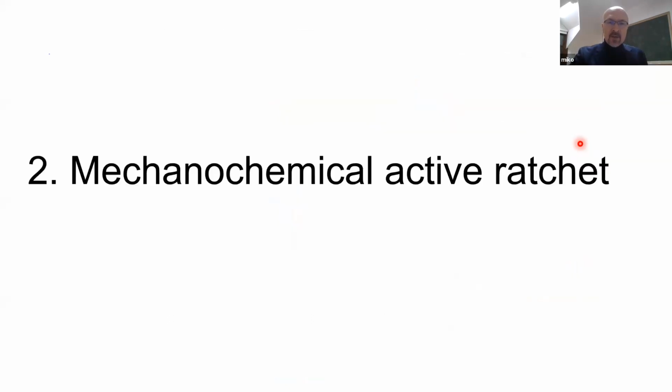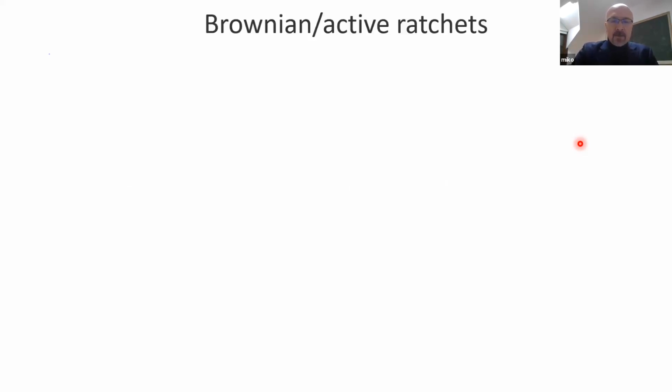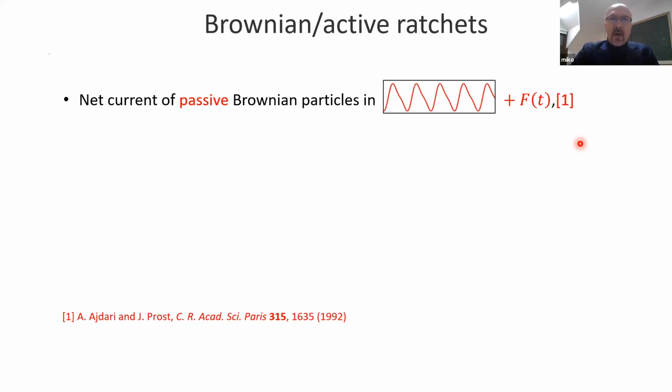Now I will switch gears and come to another topic, the so-called mechanochemical active ratchet. I will explain all these words clearly to you. So first of all, what is a ratchet? A ratchet is an effect which exploits out-of-equilibrium thermal fluctuations and a spatially non-uniform environment to achieve directed motion of Brownian particles. The known example is the so-called passive Brownian ratchet.